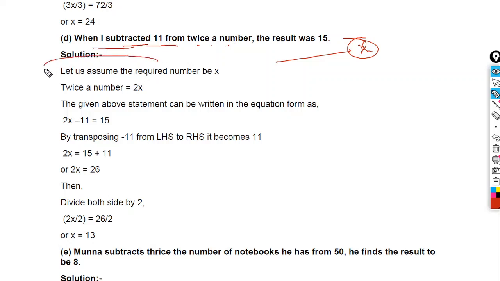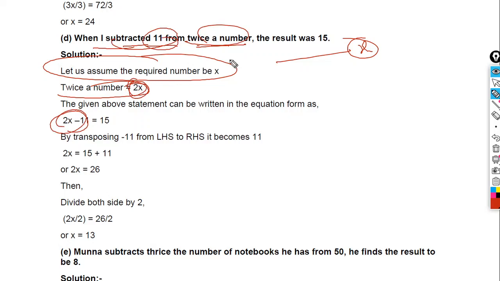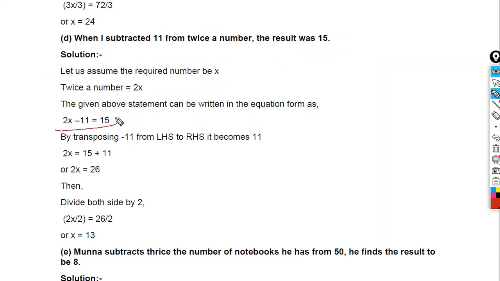Let's assume the required number is x. Twice the number will be 2x. We have subtracted 11 from twice a number, so 2x minus 11. The result was 15, so 2x minus 11 equals 15. This becomes your equation. Now you know the process of solving. I am not doing it, you try it by yourself.